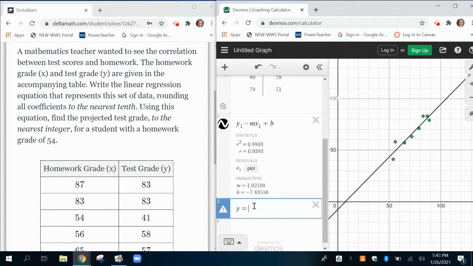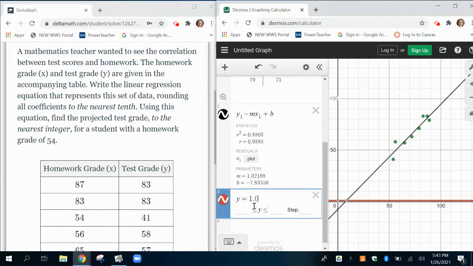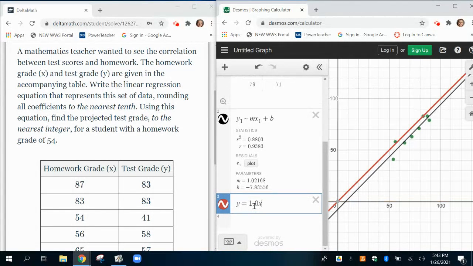Okay, so I'll have y equals mx. So my m rounds to 1.0 plus b. So b is negative 7.8. So what I'm doing is what we just did in our last unit. I'm giving you m, I'm giving you b, and you are writing the equation of a line. No different than when I said m is 4 and b is 15, and you plugged that in. Now we just have decimals that we're using instead.